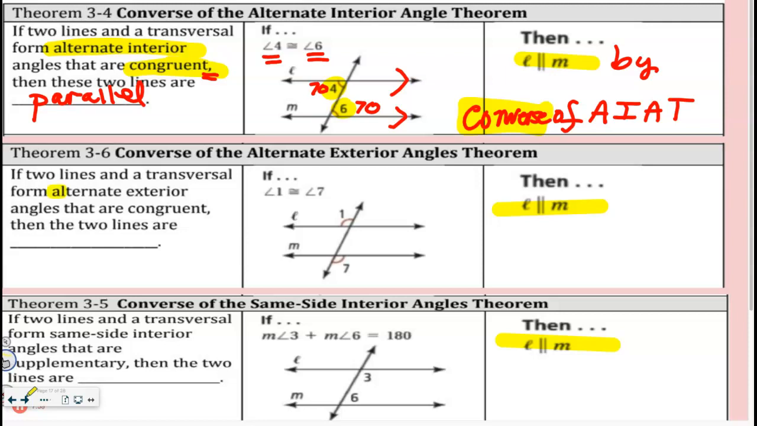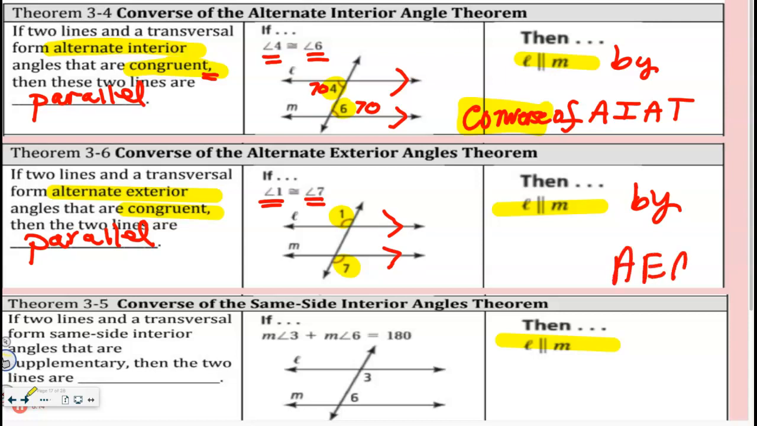If two lines and a transversal form alternate exterior angles that are congruent. So we need to know what alternate exterior are from yesterday. They alternate on the outside of the parallel lines. So right here, I'm explicitly told 1 is the same as 7. I even have the arcs in them. And if they're the same, then I can say the two lines are parallel. So here's my conclusion. I know you guys are running parallel. By, all right? And I'll say the alternate exterior angle theorem.